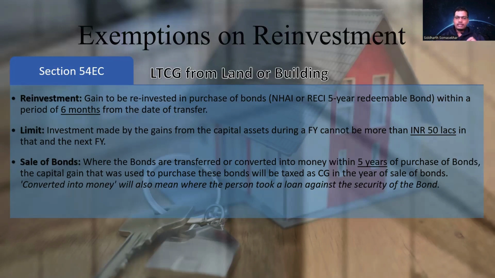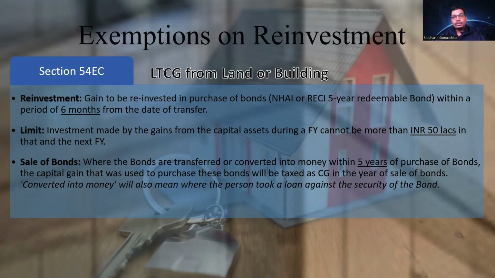Now, the limit is whatever capital gain that you earn from sale of land or building during one financial year cannot be reinvested more than 50 lakhs. So if you have a long-term capital gain of 60 lakhs total aggregate from land or building, then for that financial year, if you want an exemption under 54EC, you can only reinvest 50 lakhs. A maximum of 50 lakhs exemption can be gained.